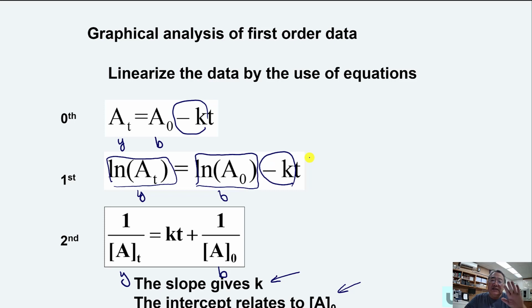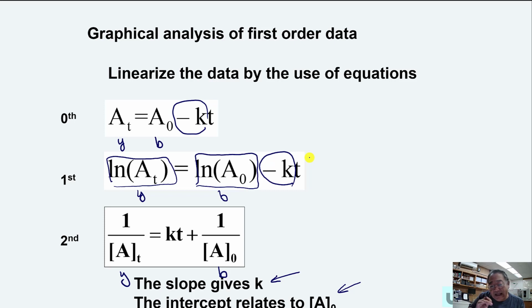Now, remember, this is just one set of data. We're going to graph it three ways, and we're going to see which way it fits the best. Hopefully you'll be able to tell me, well, you can't tell me because it's a recording, but in a sense say, oh yeah, that one looks like the best straight line, and that's how we tell.